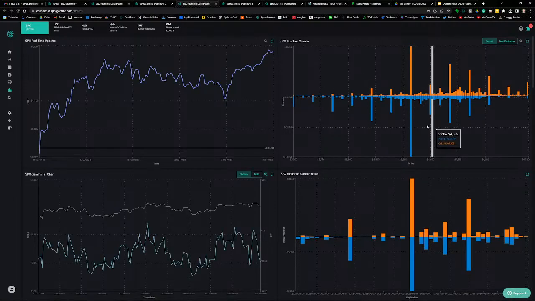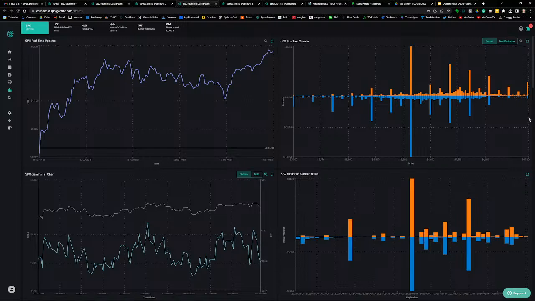So this chart, the absolute gamma, is showing gamma. And RJ, I guess you're asking about this chart. So you're talking about net gamma, I guess. And as far as I know, no. You would have to do the math yourself here. So they're showing call gamma and put gamma at every strike.